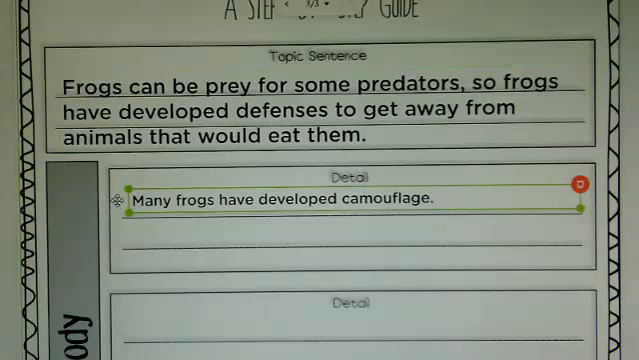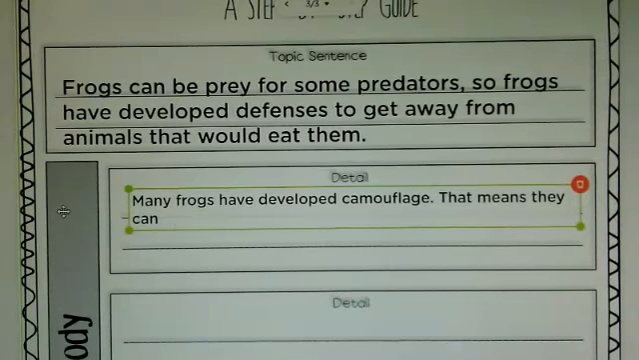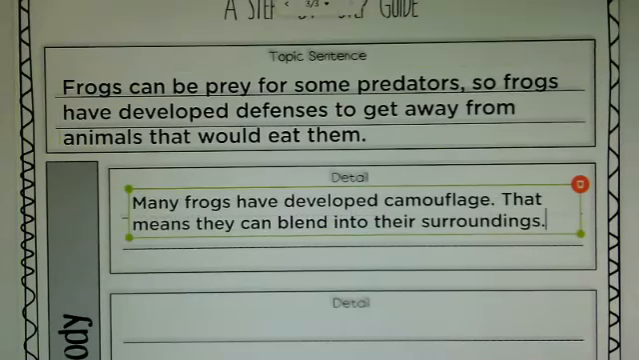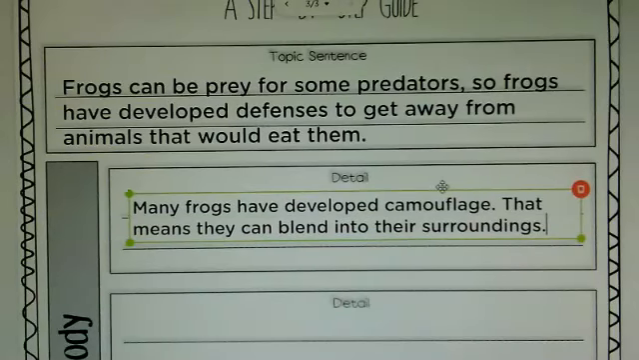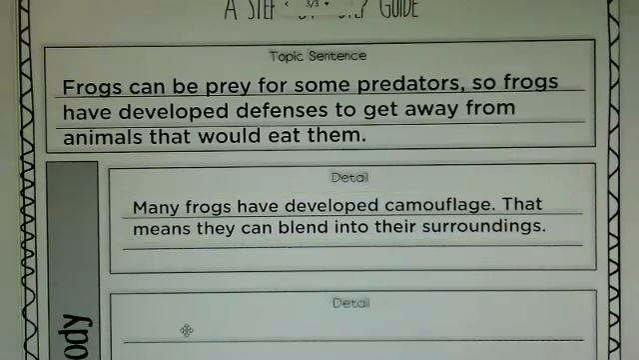So I told my reader what I'm going to be writing about. And then I started my first detail. It says, many frogs have developed camouflage. That means they can blend into their surroundings. I'm just going to kind of make that fit in there. Okay, so I have my first detail. They have camouflage. They can blend in.